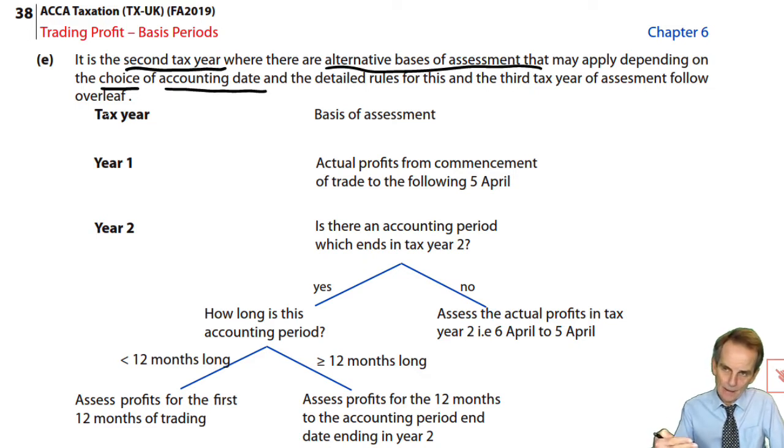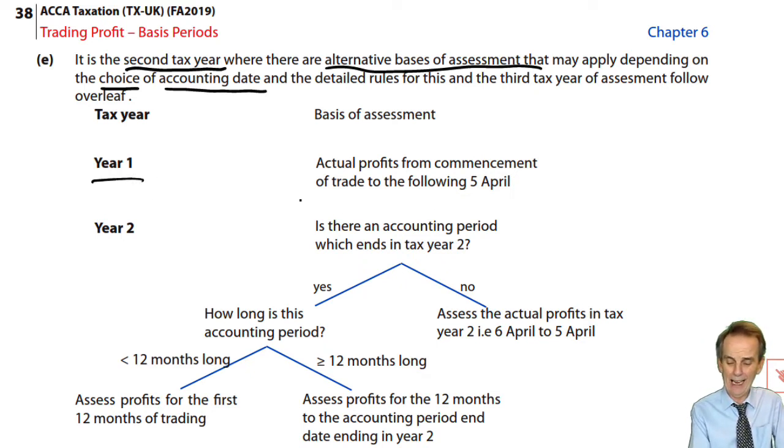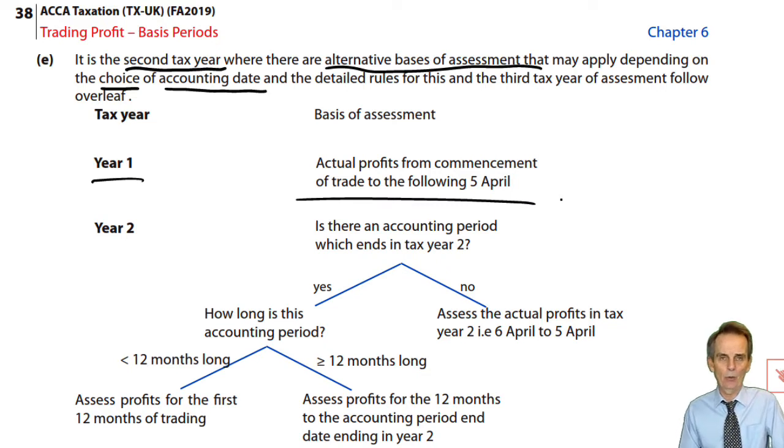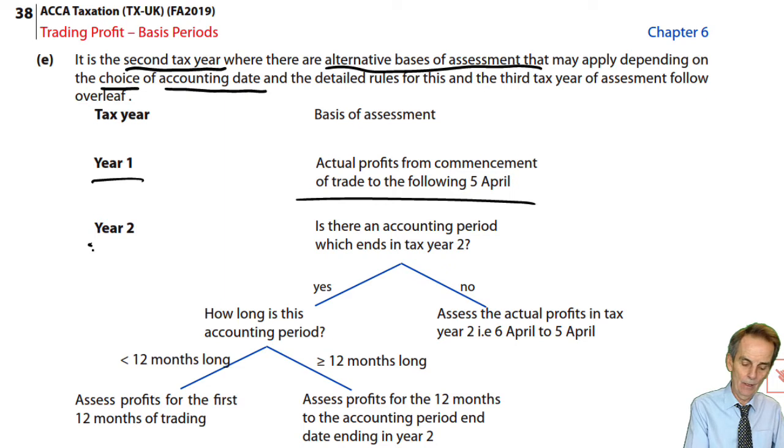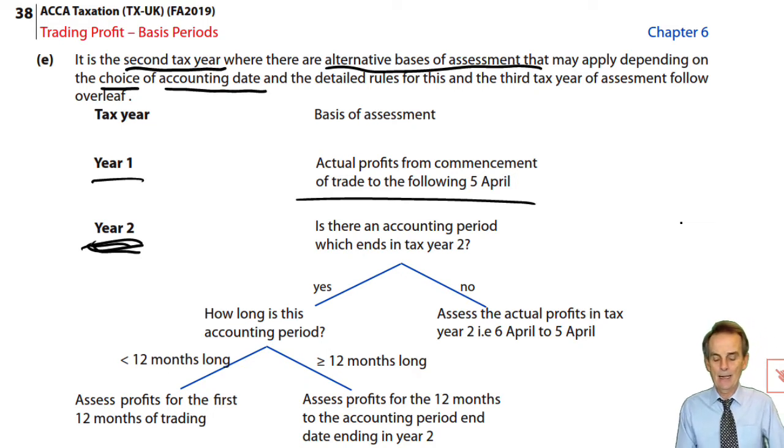What we have said is that you get to choose when you start to trade, and you also get to choose what your accounting date is. So depending on when you started and what accounting date you choose, though we know that the first year will always be actual, year one will be actual here, the actual profits from the start date to the following 5th of April. Year two, you are left with, depending on what choice you made about your accounting date, then there's different options.